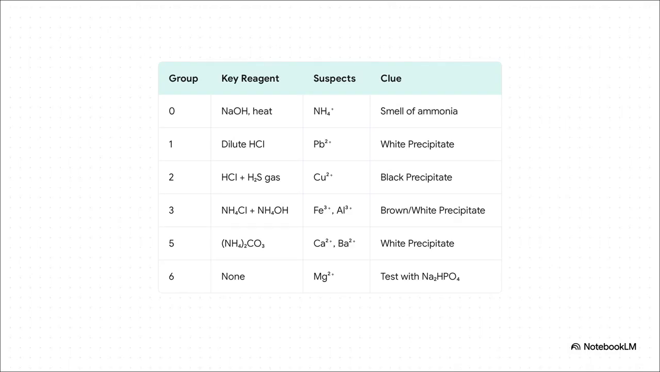This chart right here, this is our roadmap. You can't skip ahead. You start at the top with group 0, testing for ammonia. If that's a bust, you take a fresh solution of the salt and test for group 1. Nothing? Okay. Now using that exact same solution, you move on to test for group 2, and so on. You only move to the next hideout when you've confirmed the current one is empty.